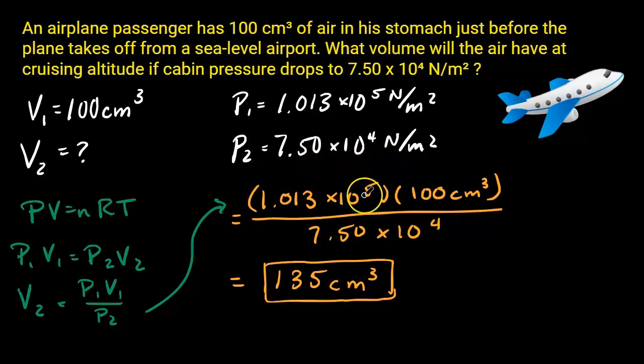Starting with the ideal gas law, we know that N, the number of particles, is going to stay the same, and the temperature is going to stay the same. We're assuming that it's just going to be body temperature here. And what's changing is the pressure and volume. So we can write P1 V1 is equal to P2 V2. We're solving for V2. So V2 is equal to P1 V1 over P2. We're going to substitute P1, V1, and P2, and we get 135 cubic centimeters.